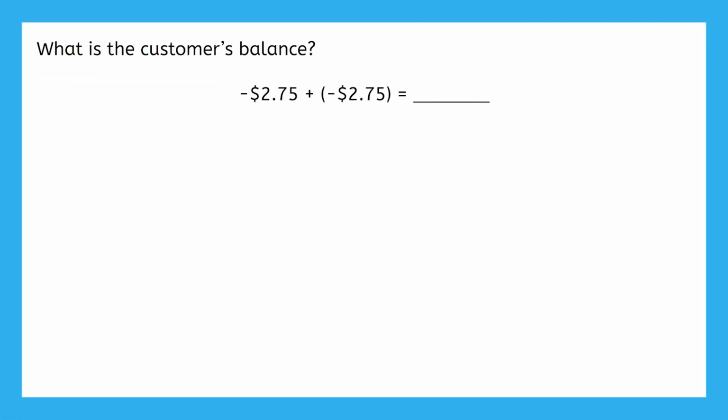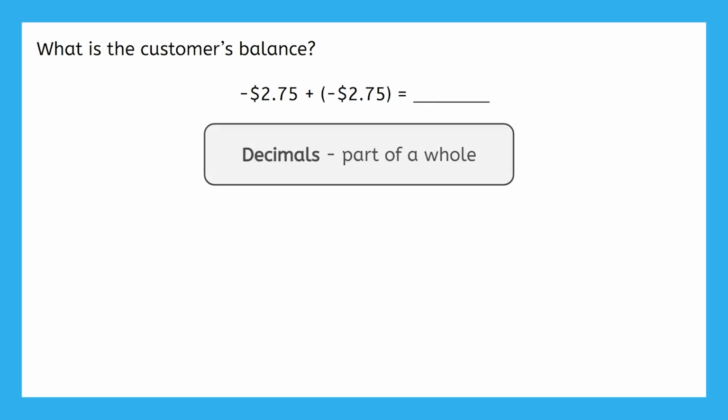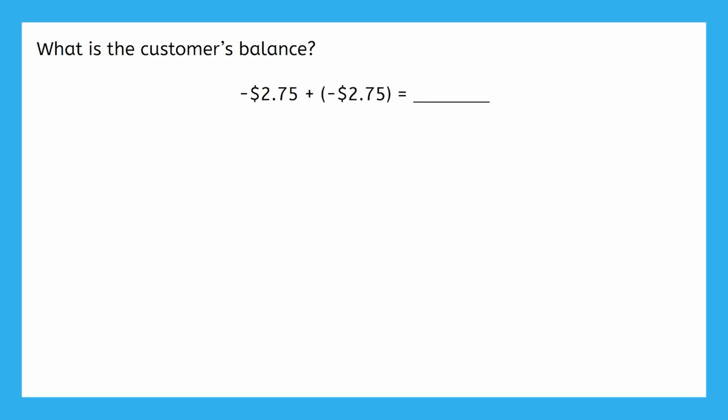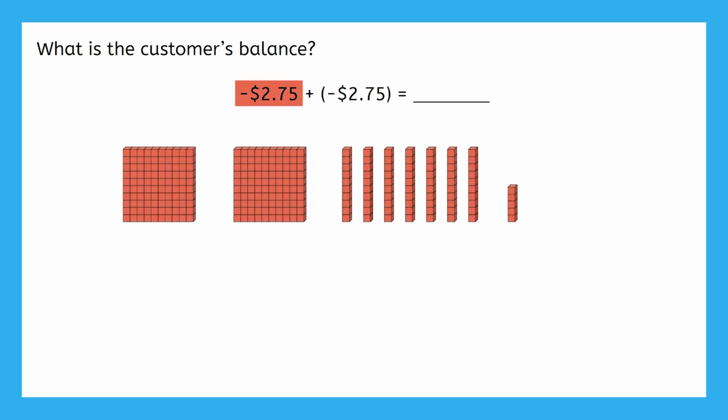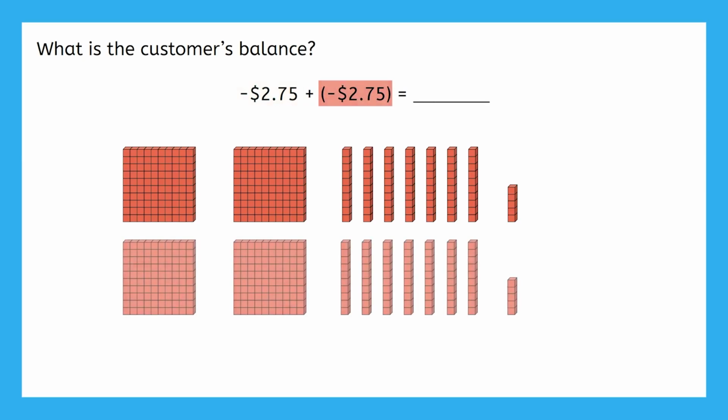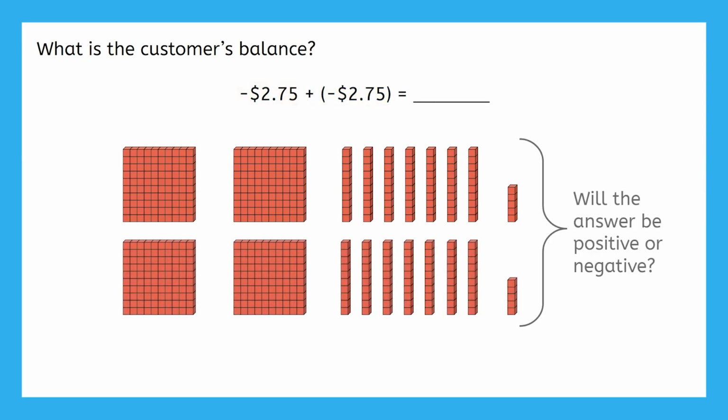We are adding 2 negative decimals. Decimals represent part of a whole. We can use base 10 blocks to represent decimals, just like we used integer chips to represent integers. This problem is represented as negative 2 and 75 hundredths plus negative 2 and 75 hundredths. So, will the answer be positive or negative?